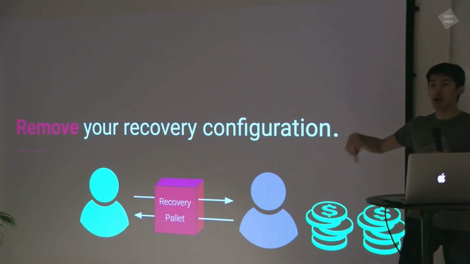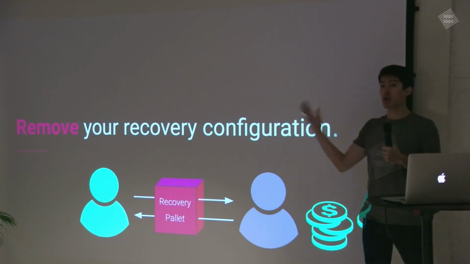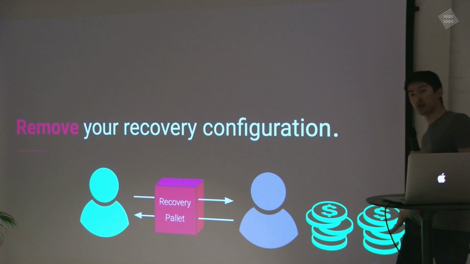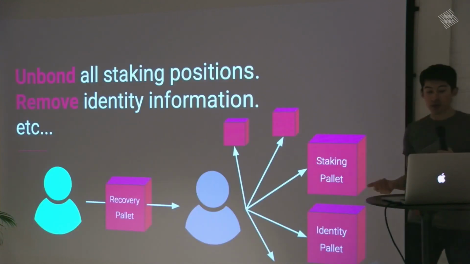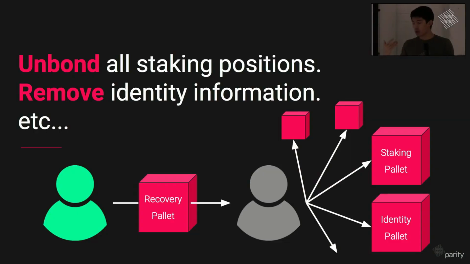You also remove your recovery configuration, right? So now no one else can recover your account, and you also get your other deposit back. Great, you have some money. Then what you can do is you can basically call all of the other modules doing things that you need to do to clean it up. So you can unbond your staking positions, you can remove identity information, basically call any other pallets through the recovery pallet acting as this user.